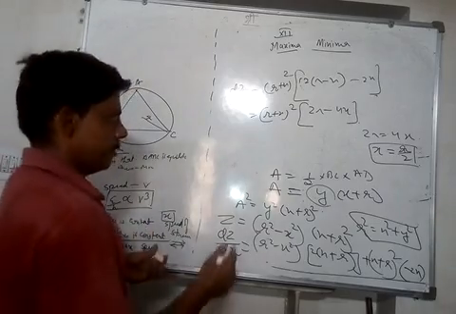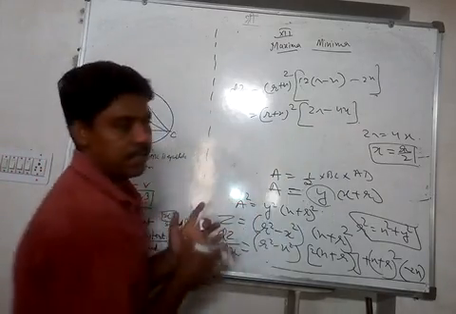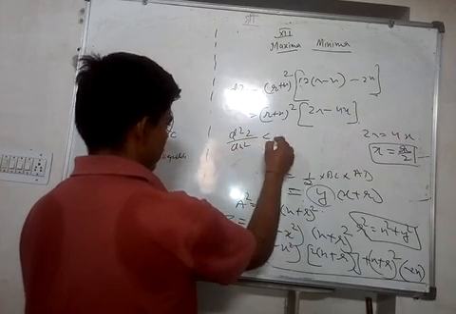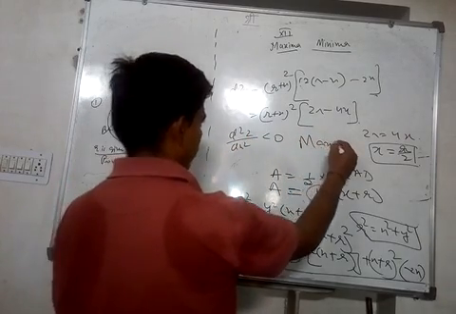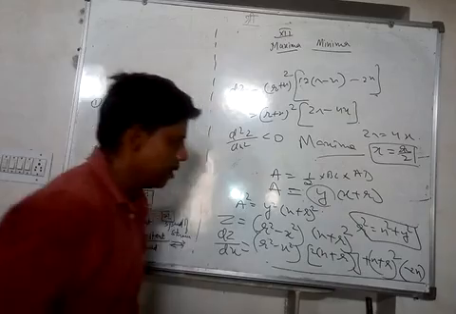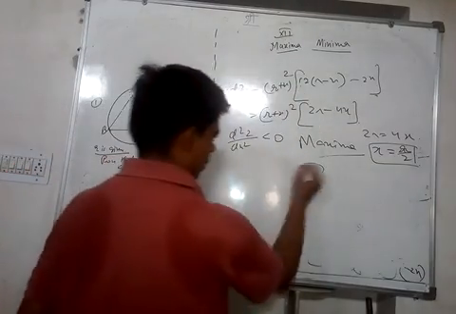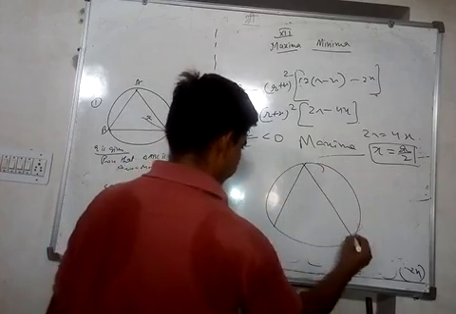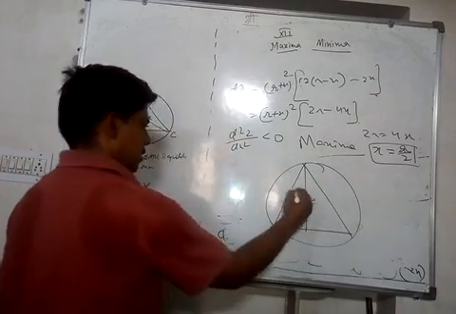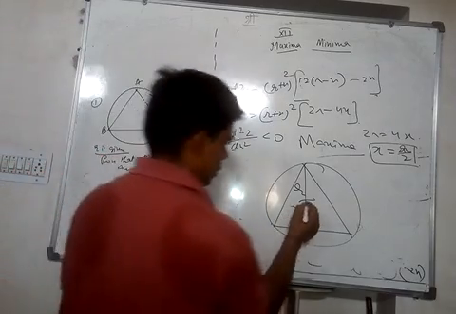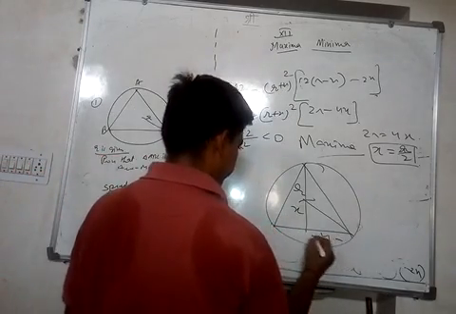And for maximum or minimum, you can differentiate one more time and check that the second derivative is less than 0. So it is for maximum. Okay. Now we can draw the diagram and see what the question is. This is a triangle. This is R and this is X. Right? So this here is Y.